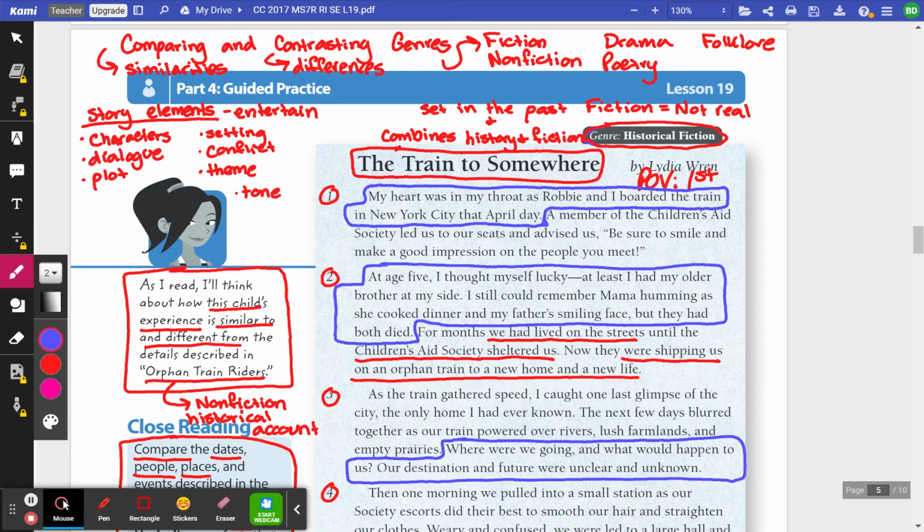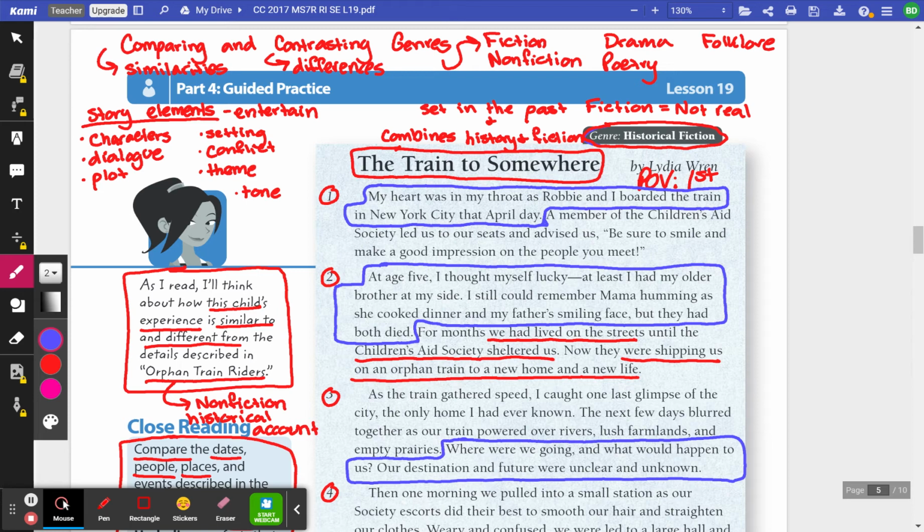We know that because, well, number one, they never mention their name, so we can't really prove that this is a real person. So we know that this is a fictionalized story about this orphan's experience riding the orphan train and going to a new home. So, with that being said, the first thing I boxed in was in paragraph 1. I boxed in the sentence that says, "My heart was in my throat as Robbie and I boarded the train in New York City that April day."